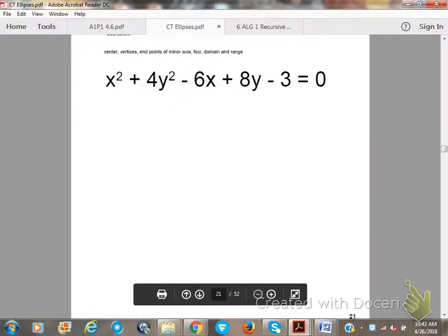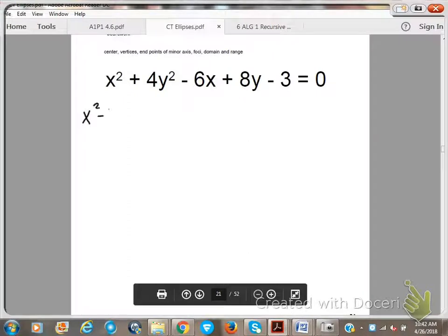So that's going to look like x squared minus 6x plus blank. Now, Lexi, since we're doing it twice, do you want to do plus blank minus blank, or do you just want to do a plus blank on both sides of the equal sign? Let's just do a plus blank. Sounds good. Okay. And plus 4y squared plus 8y plus blank equals 3 plus blank plus blank.